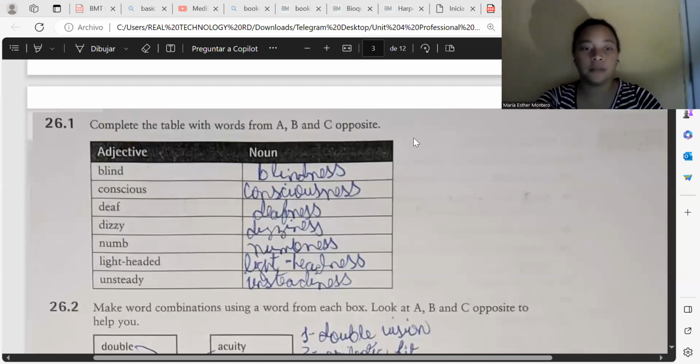Chapter 26. The nervous system. Exercise 26.1. Complete the table with words from A, B, and C opposite. Noun, adjective. Blind, blindness. Conscious, consciousness. Deaf, deafness. Dizzy, dizziness. Numb, numbness. Light-headed, lightheadedness. Unsteady, unsteadiness.